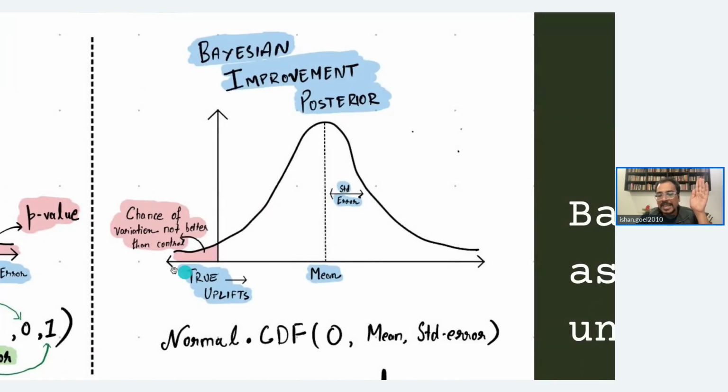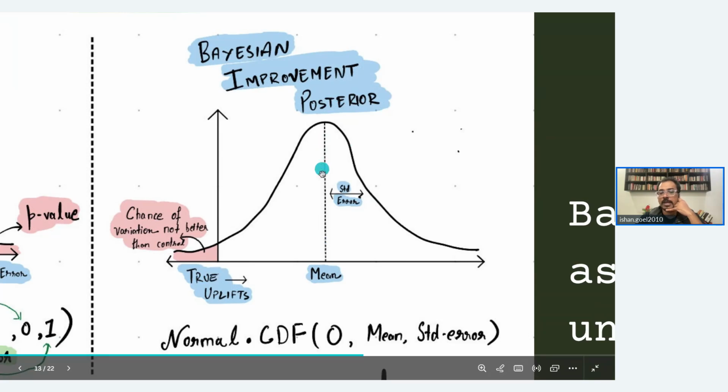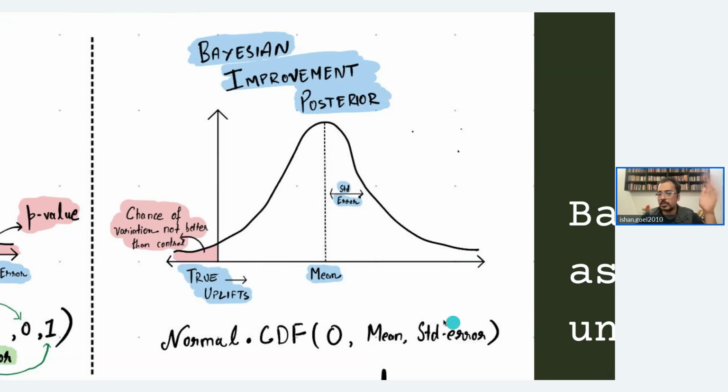We have on the x-axis the true uplifts, that is, what are the possible true uplifts that there might be in the test, like what is the actual impact. And then we have the observed mean of the impact. So basically, if you have observed an impact of 5%, then this distribution tells you the chance that the true uplift might be 3% or 5% or 7% and so on.